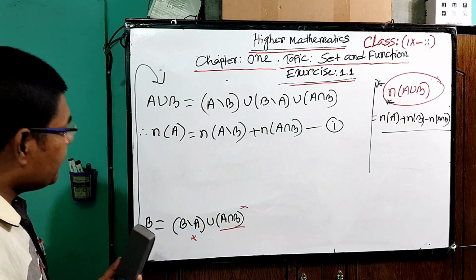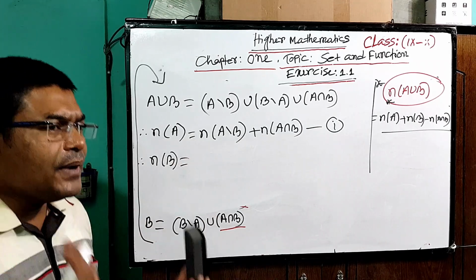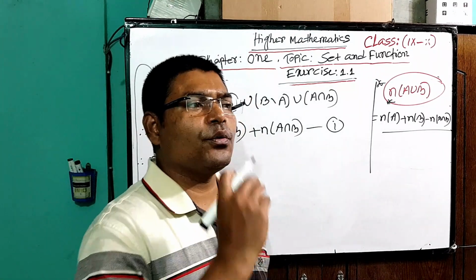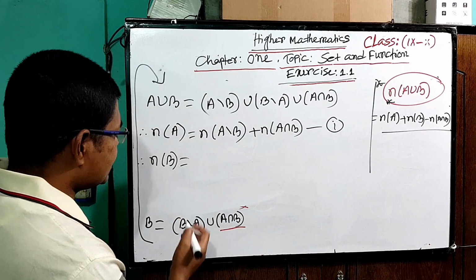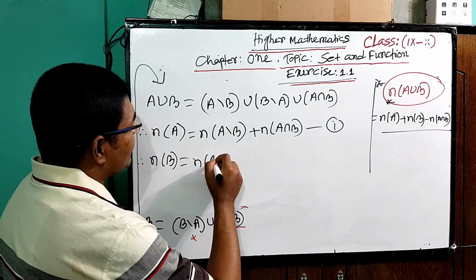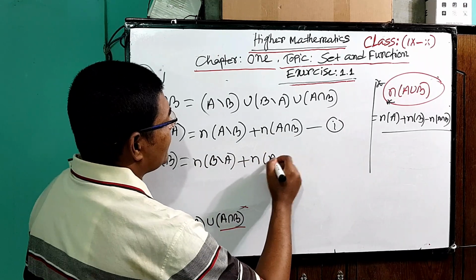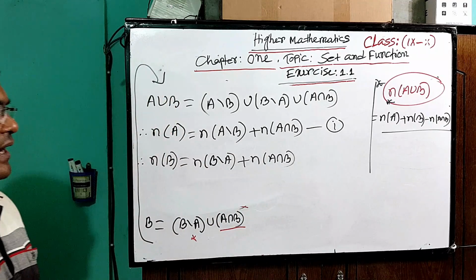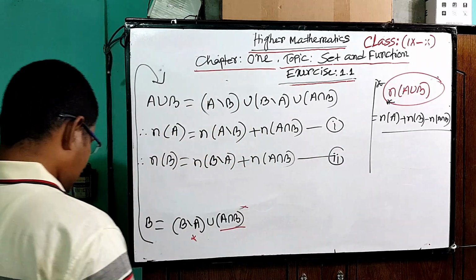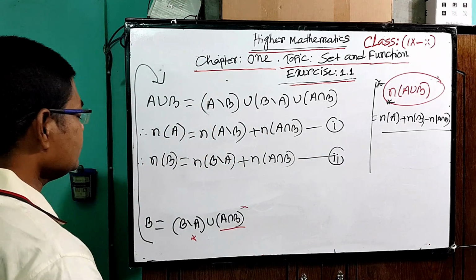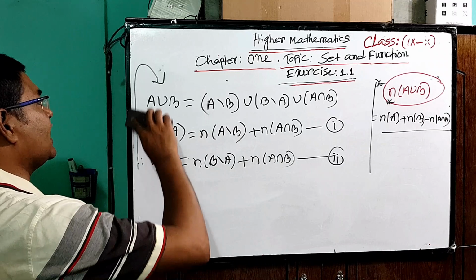Now B, n of B. Therefore n of B equal to, replacing union we have to use the plus symbol. Please follow the board. We can write the cardinal of this plus n of A intersection of B. This is number 2. So A and B are completed.